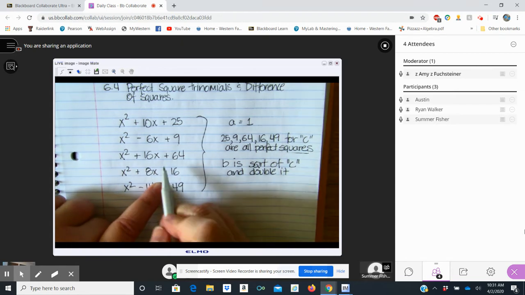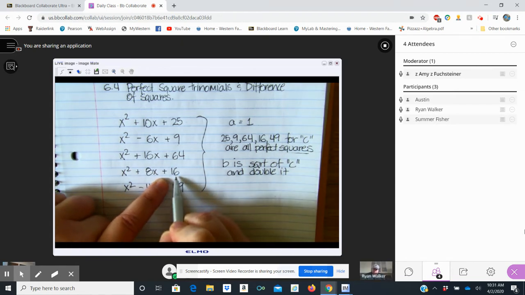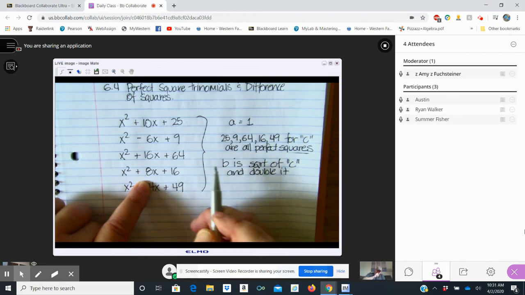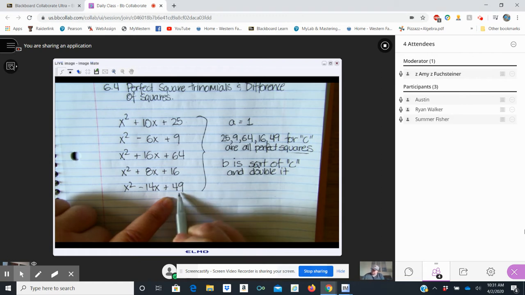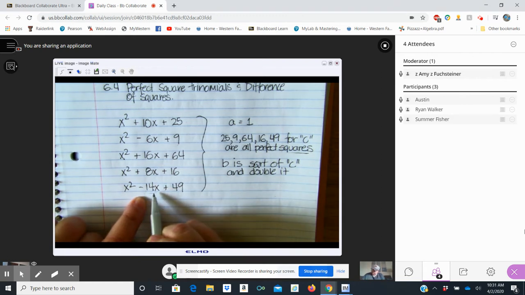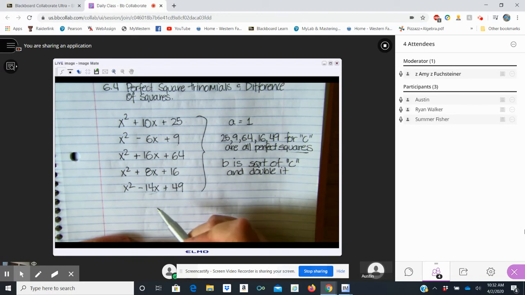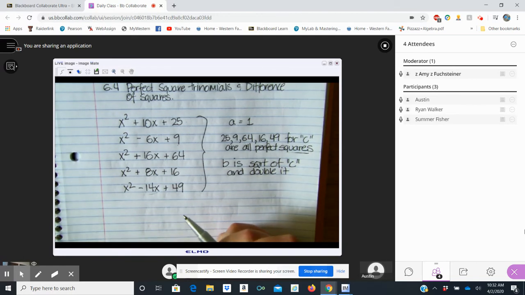So by that, the square root of 16 is 4. And then if I double it, that gives me 8. The square root of 49 is 7. And if I double it, that's a -14. Yeah. Okay? This is the pattern of a perfect square trinomial.